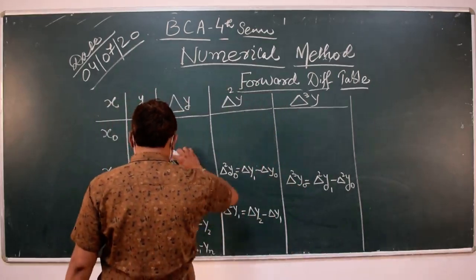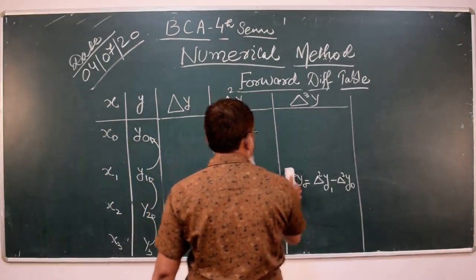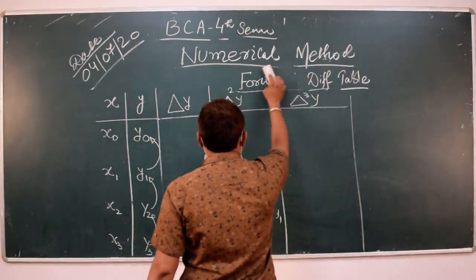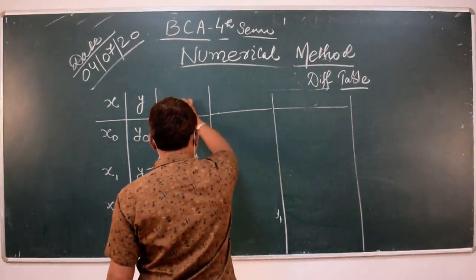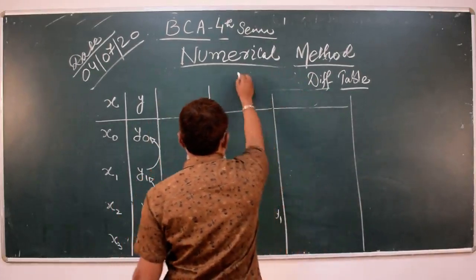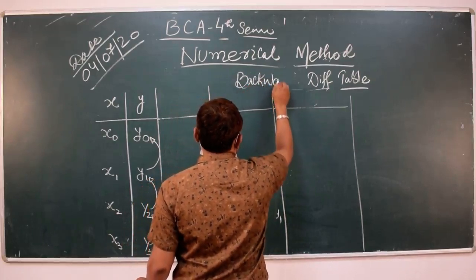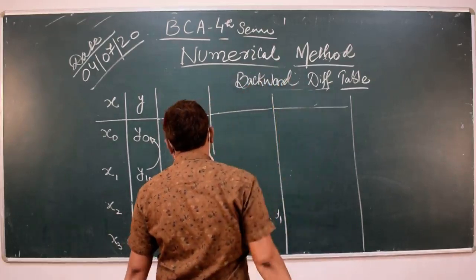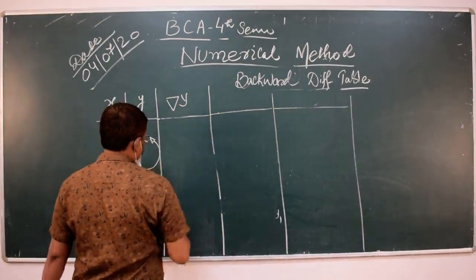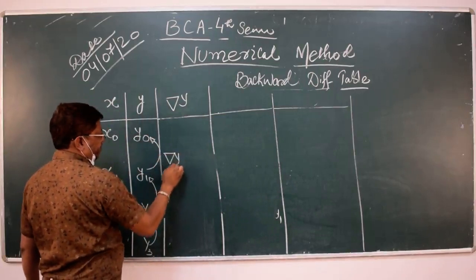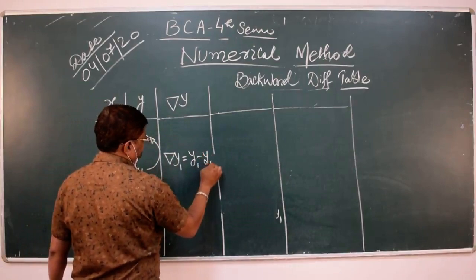Now come to the backward difference. Which operator do we use to represent it? Just the opposite delta. Backward difference: now we represent opposite delta Y1 is equal to Y1 minus Y0.